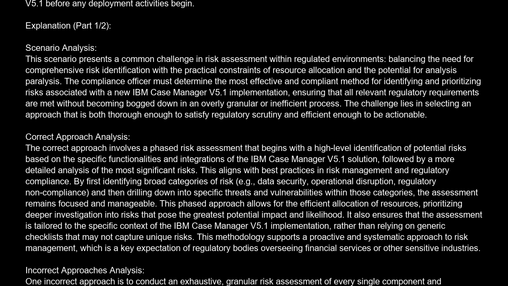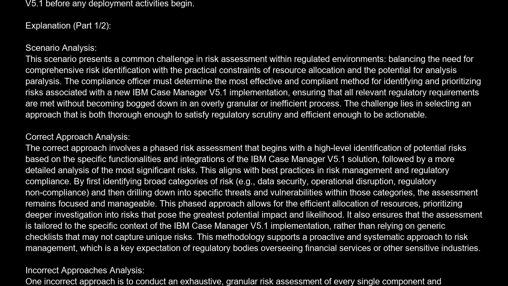Correct approach analysis. The correct approach involves a phased risk assessment that begins with a high-level identification of potential risks based on the specific functionalities and integrations of the IBM Case Manager v5.1 solution, followed by a more detailed analysis of the most significant risks. This aligns with best practices in risk management and regulatory compliance by first identifying broad categories of risk, e.g., data security, operational disruption, regulatory noncompliance, and then drilling down into specific threats and vulnerabilities within those categories, so the assessment remains focused and manageable.